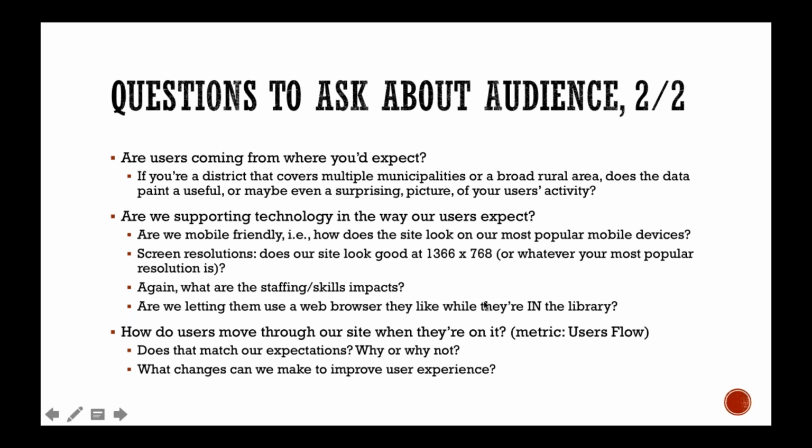And then finally, the tool here, it's not a metric properly, I don't think, is users flow. I'll show you this on the next slide. This shows you how users move through your site when they're on it. One thing to ask yourself is, does that match your expectations? Why or why not? And I would really strongly caution against forcing users to match our expectations as librarians. Go with the flow, go with what users want, and try to match the library tools to what they want.